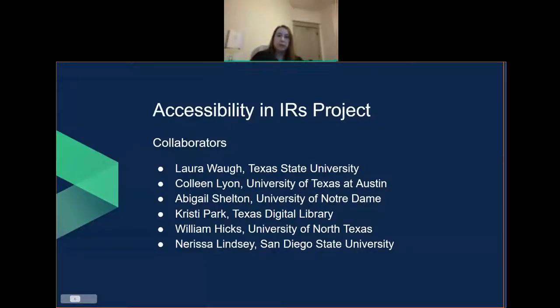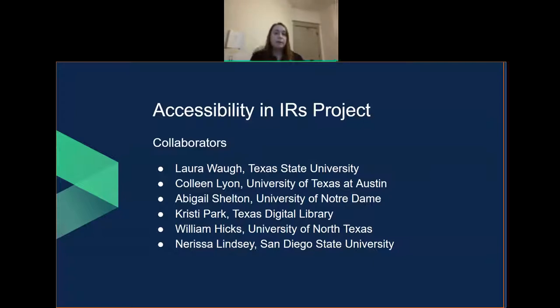So first, we want to talk about an accessibility survey that Laura and I were involved in. The group listed here started working together in either late 2018 or early 2019. Kind of hard to tell from email when that started. But all of us were interested in knowing more about the level of accessibility for items in our institutional repositories, which I might abbreviate IR. So that's what I mean when I say that.